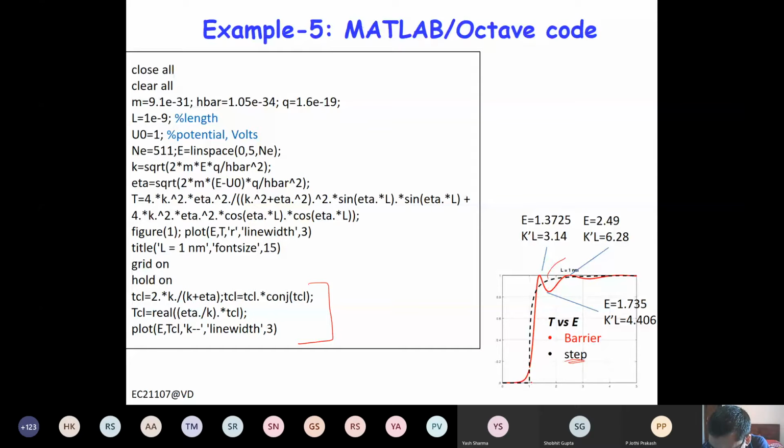So this x-axis is the energy, and this is the transmission. As soon as energy crosses the U naught, there is a sudden jump, and you get almost full transmission. But it is possible that some of the electrons or waves can be reflected. So you can plot this equation using MATLAB.